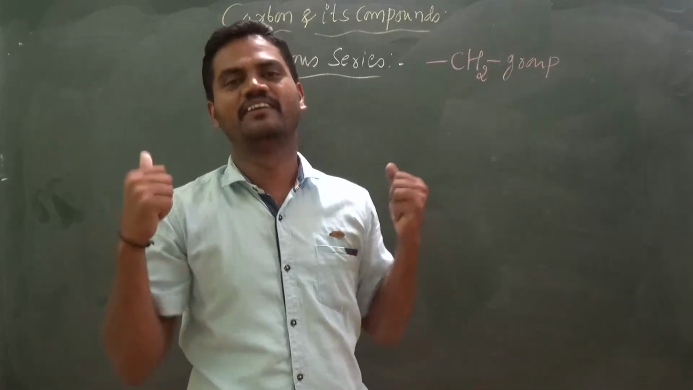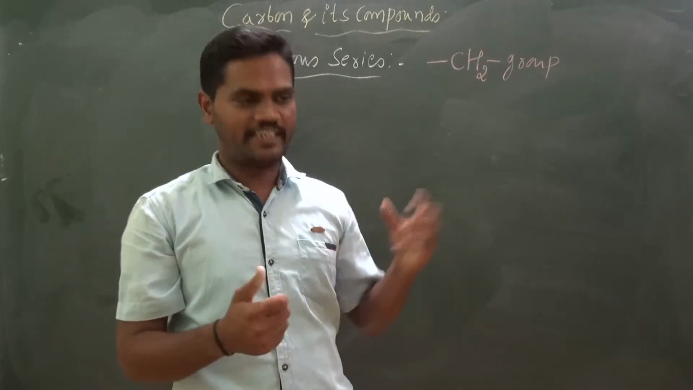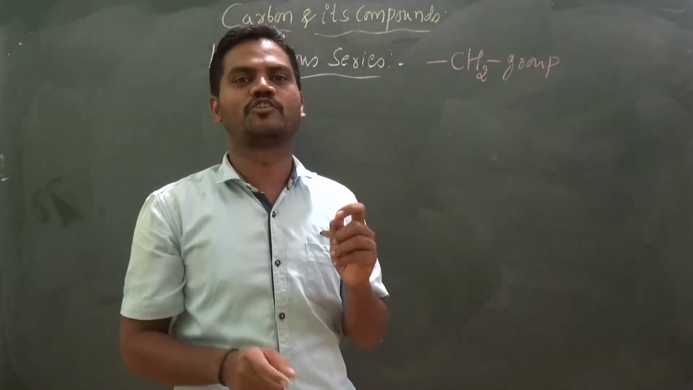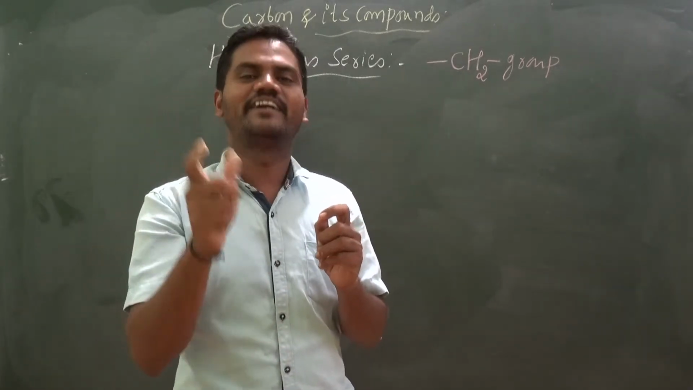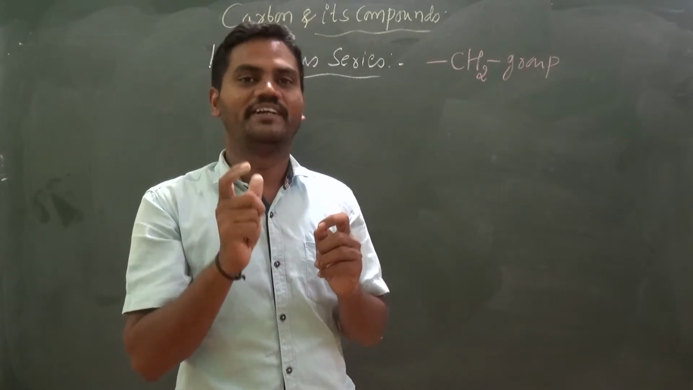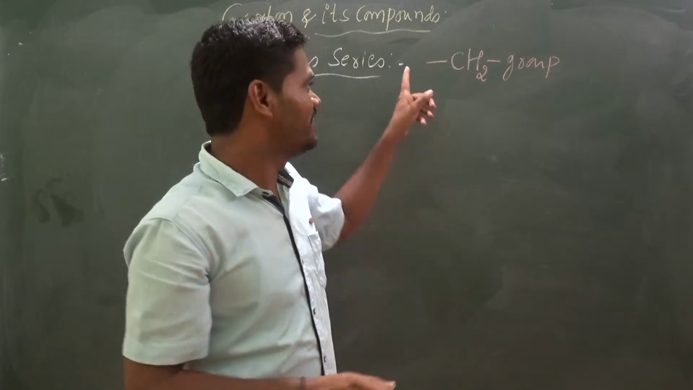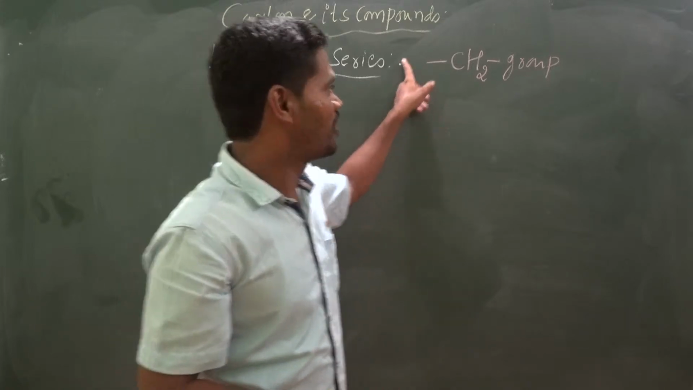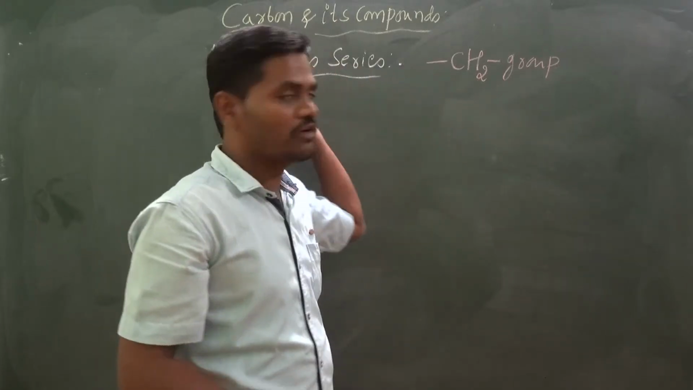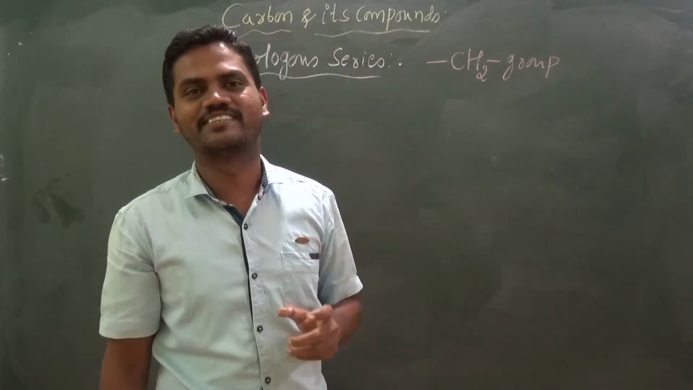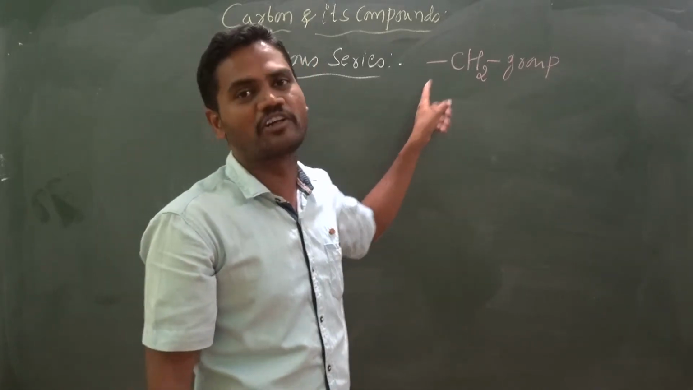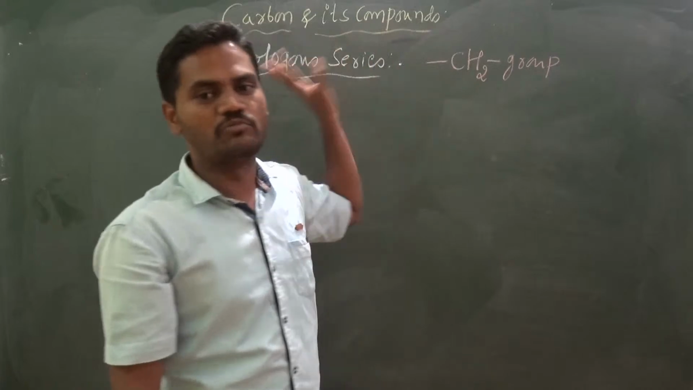Very simple. So homologous series means organic compounds containing the same functional group and identical physical and chemical properties, but they differ in the molecular formula by a CH2 group. Homologous series is a series of organic compounds which differ by a CH2 group in their molecular formula. Then it is known as the homologous series.